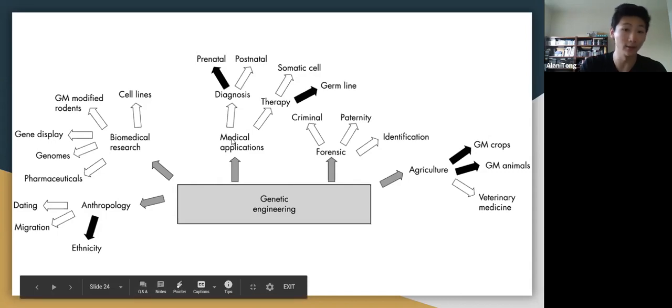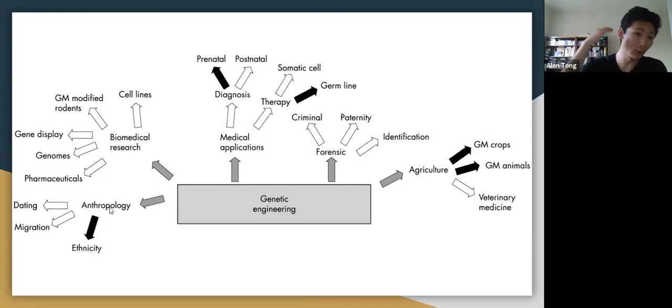It can be used in drugs, obviously, right? It can be used in anthropology, looking at really, really old DNA. It can be used in research. It can be used even in forensics, agriculture, right? All these different things are applications that come about from our understanding of genes and restriction enzymes, right?